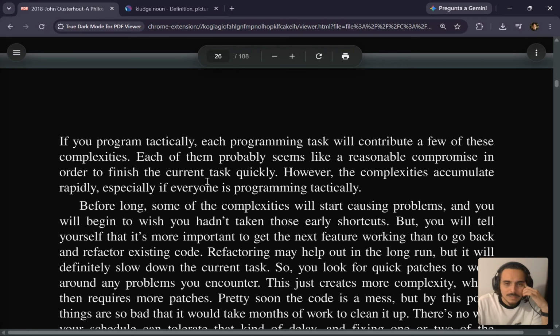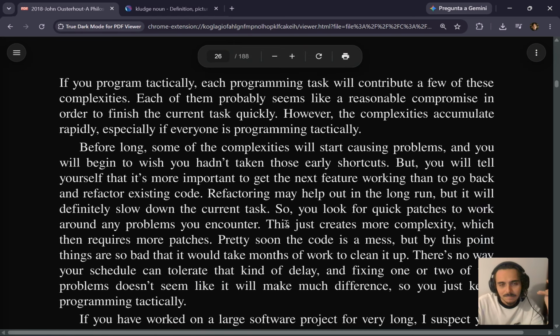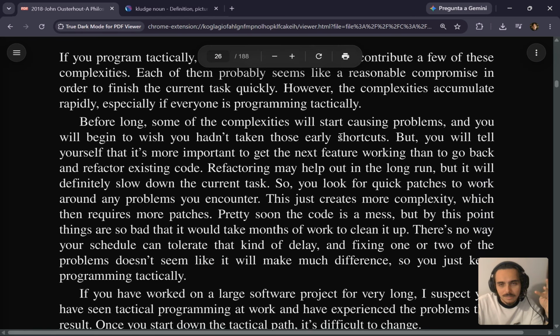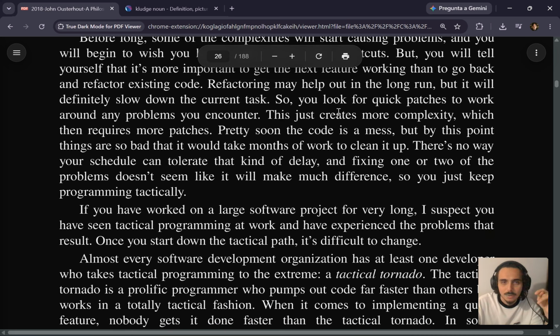If you program tactically, each programming task will contribute a few of these complexities. Each of them probably seems like a reasonable compromise in order to finish the current task quickly. However, the complexities accumulate rapidly, especially if everyone is programming tactically. Before long, some of the complexities will start causing problems, and you will begin to wish you hadn't taken those early shortcuts. But you will tell yourself that it's more important to get the next feature working than to go back and refactor existing code.